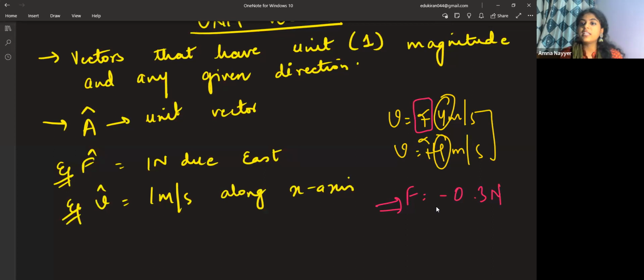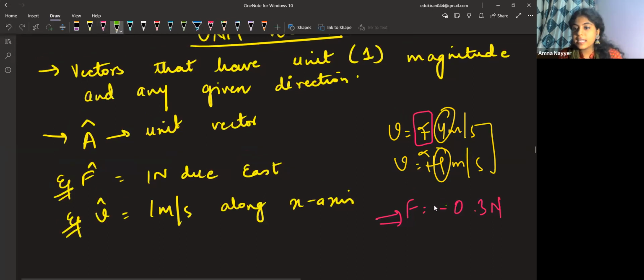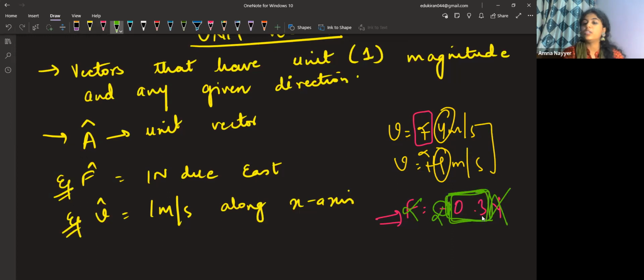Even though this is given as minus 0.3, see, the minus is the direction. The 0.3 is just the magnitude. You won't even include Newton because Newton is the SI unit. The minus sign gives the direction. Force is the physical quantity. What are we left with? 0.3 only, no minus sign. Even if I write plus 0.3, you will tell the magnitude is 0.3. Clear to all of you?